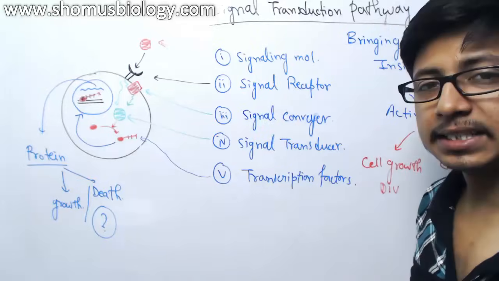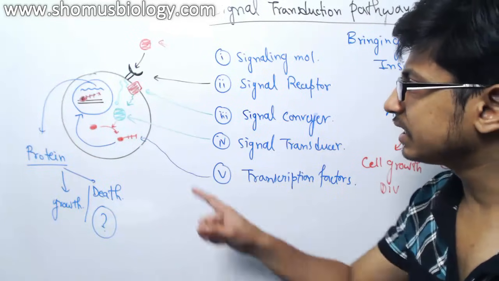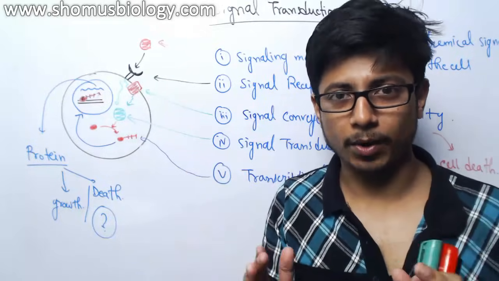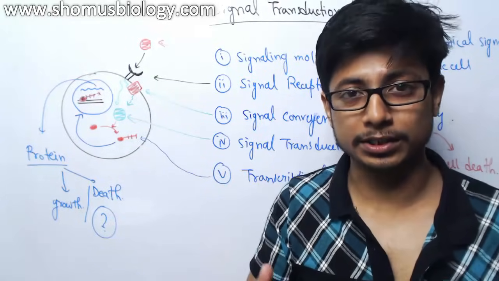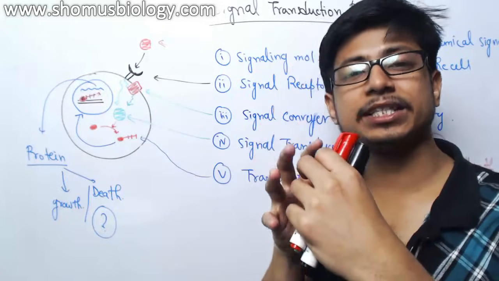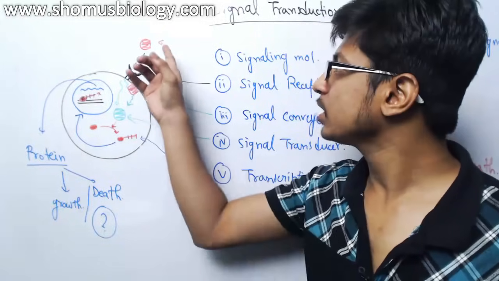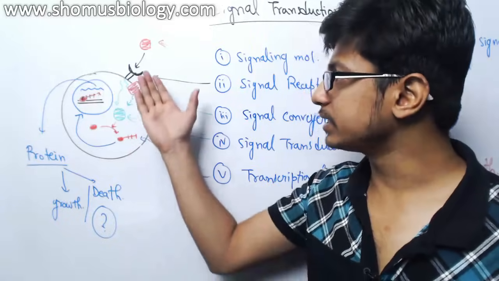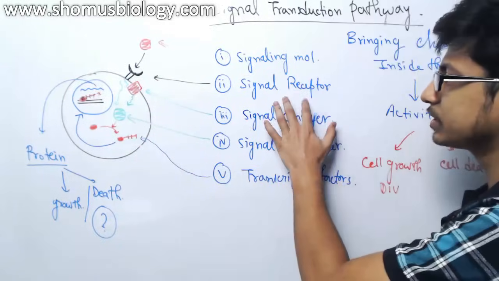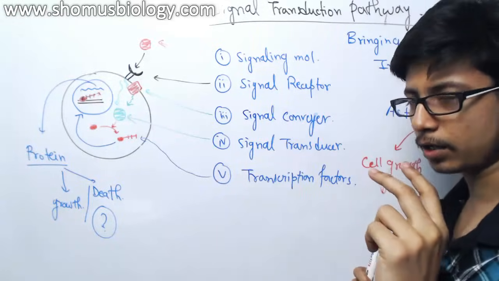The second part is the signal receptor. The signal receptor is a very important structure of a signaling process, or signal transduction pathway. The signal receptor should engage in a tight, proper interaction with the signaling molecule. Otherwise, they cannot relay the signal inside. And the signaling receptor should have two parts in its structure.